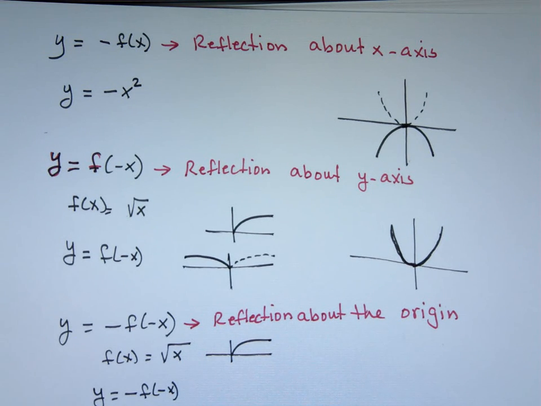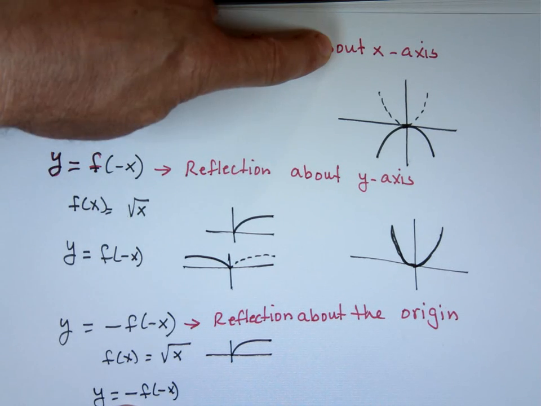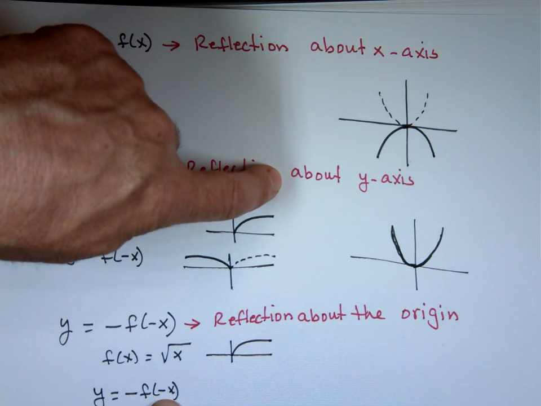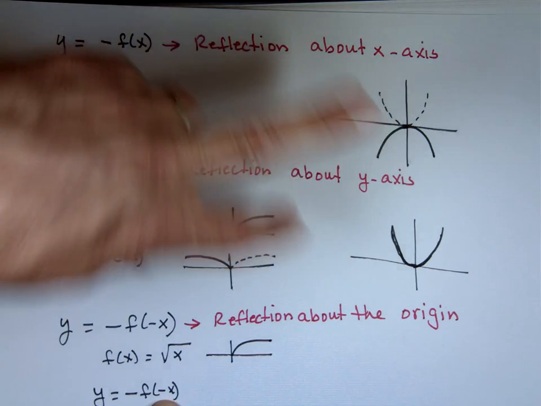That really says reflection about the y-axis and the x-axis. Two of them. Both of them. Because notice, the minus sign in the front is reflection about what? The x-axis. And the minus sign on the inside, reflection about what? The y-axis. So you're doing both. So your graph will look like this.